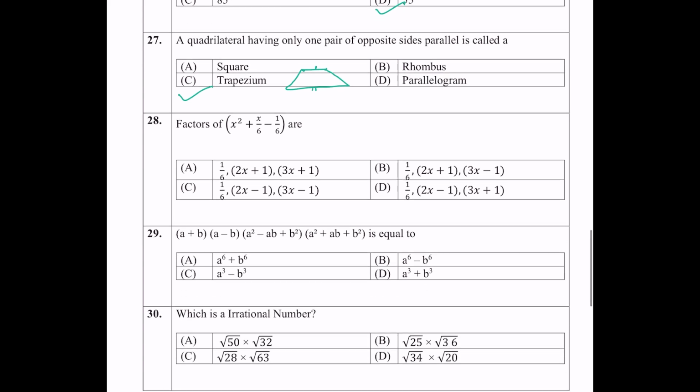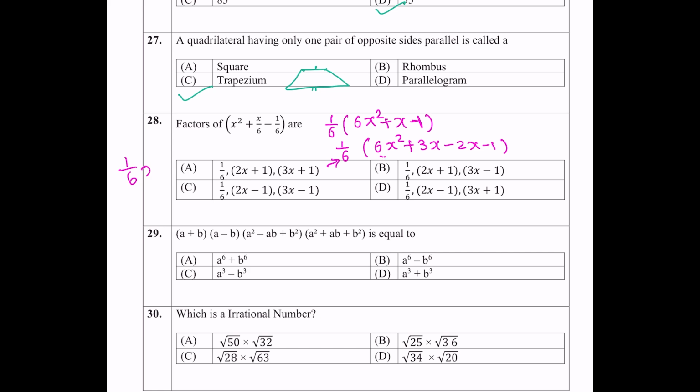Now here is question number 28, we have to find the factor of this expression. I took 1 by 6 as the common, so we can write 6x square plus x minus 1. Now, by using the middle term splitting method, we can write this as 6x square plus 3x minus 2x minus 1. So 1 by 6 is one factor, and I just keep this 1 by 6 here.